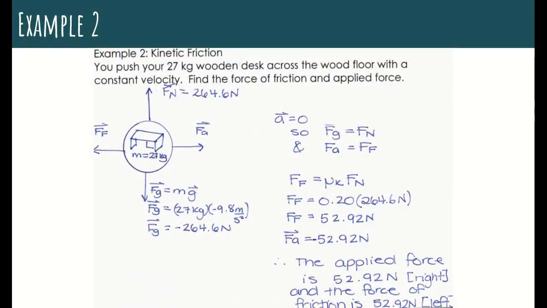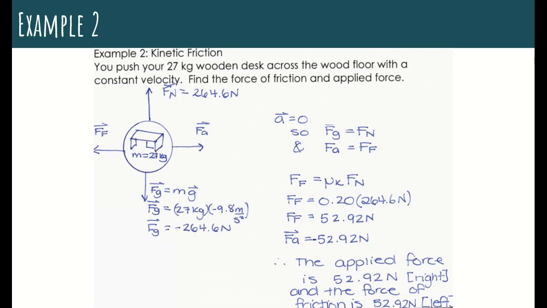Another example is talking about kinetic friction. So you push your 27 kilogram wooden desk across the wood floor with a constant velocity. Find the force of friction and the applied force. So we're looking at two things here. We know we have wood on wood, so we'll be able to look up that coefficient of friction and use that in our problem.